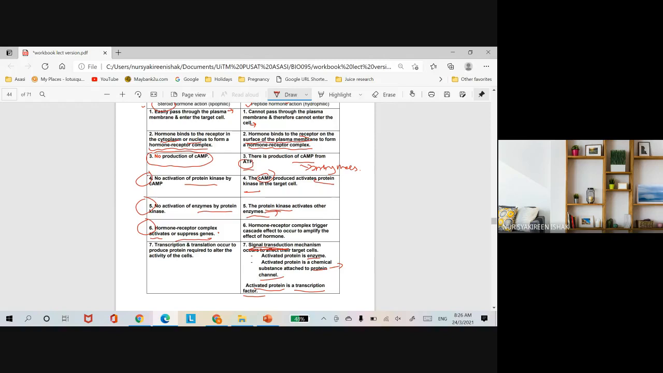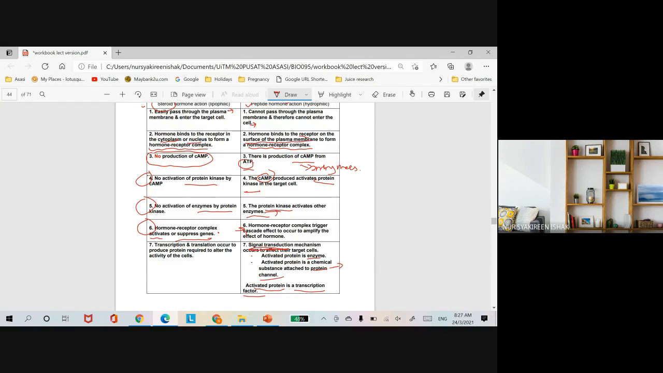Okay. So for number 6, for water soluble hormone, the hormone receptor complex triggers cascade effects, okay, to occur to amplify the effects of hormone. So cascade effects involve a series of chemical reactions to occur inside the cell. One enzyme is activated, it activates another enzyme, until a certain reaction occurs within the cell.